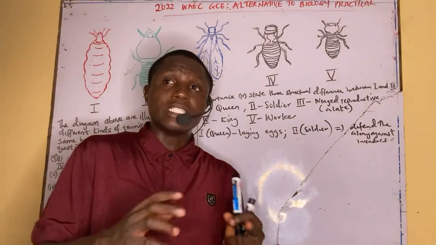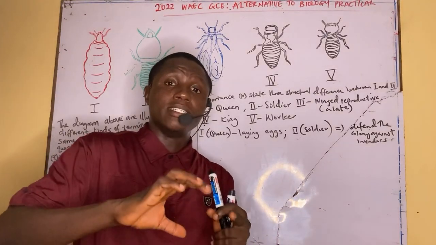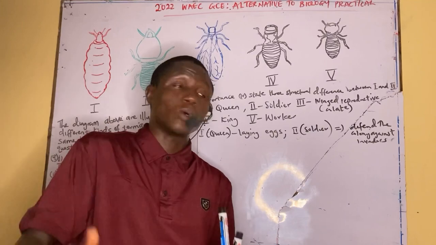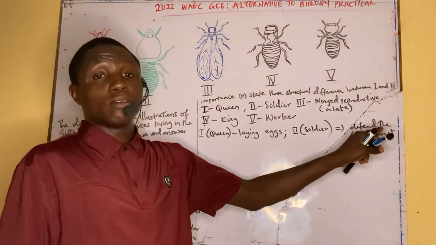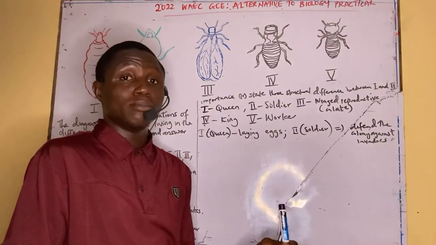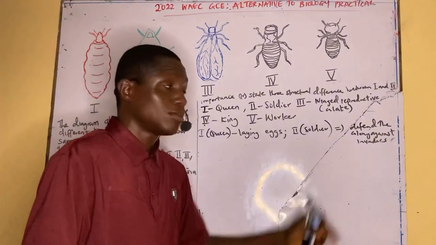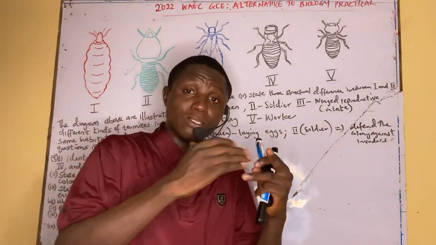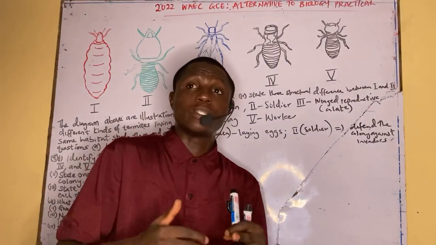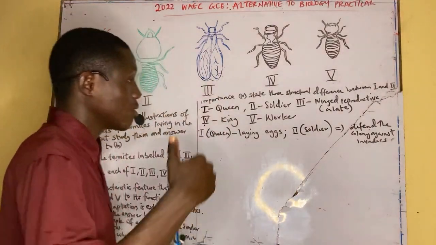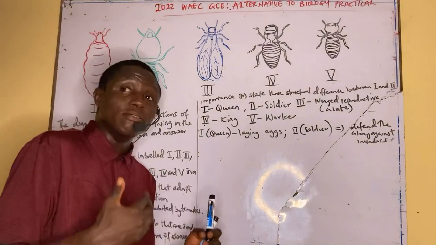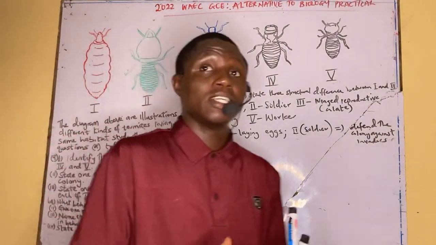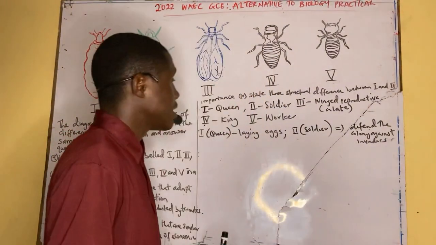They block the tunnel. They block the entrance of the tunnel. So that's another means of defense. Number one, they use a strong mandible to defend the colony. Number two, they use their big head to block the entrance of the tunnel, so that no invaders will be able to have access to the tunnel. So that's that about that.